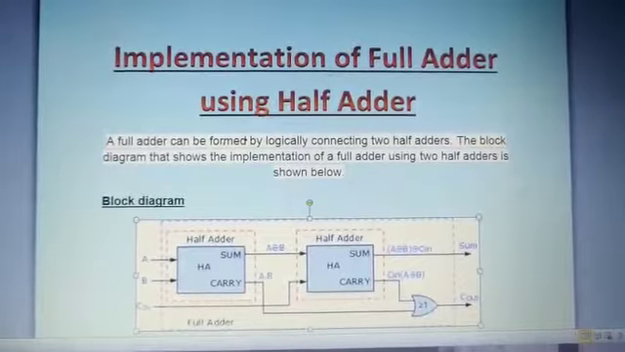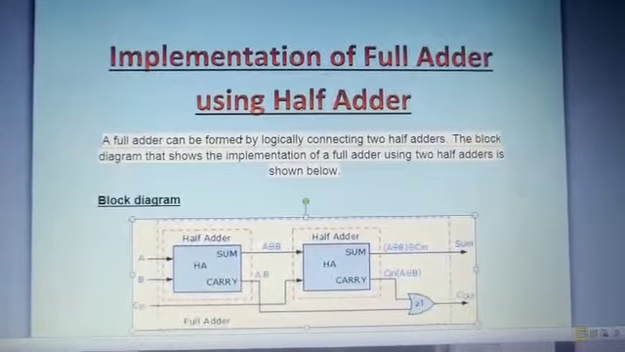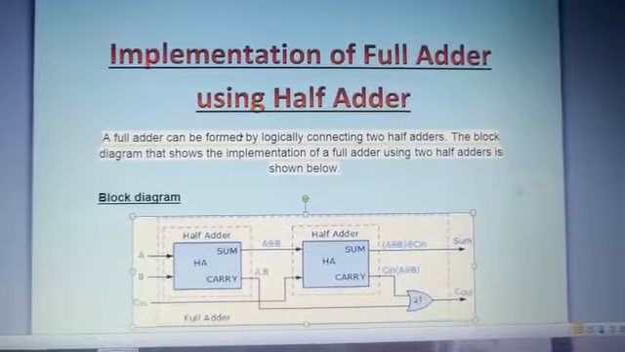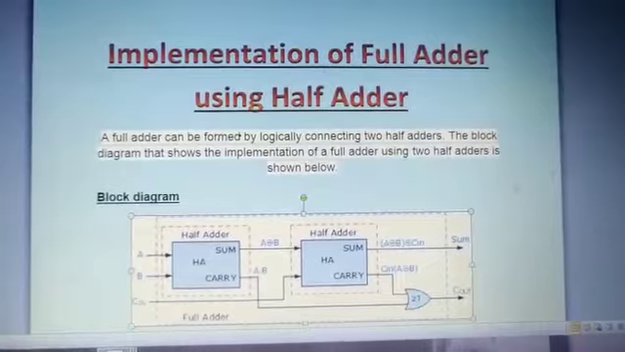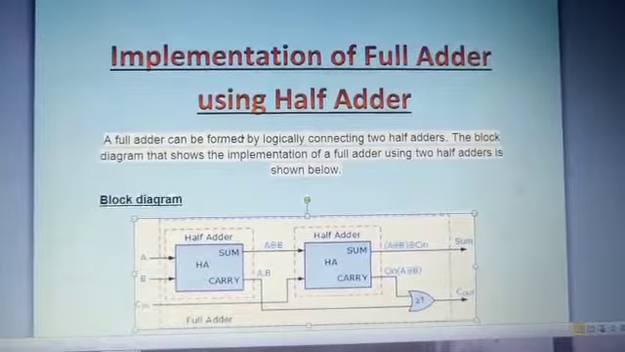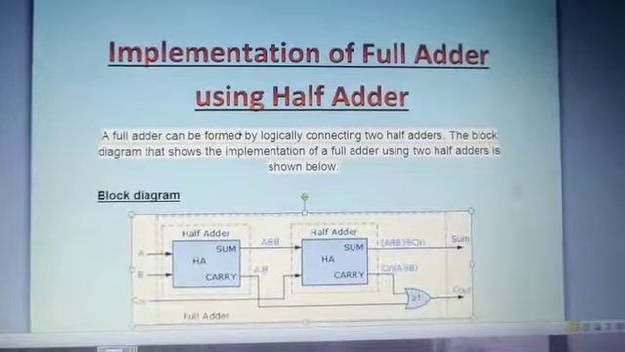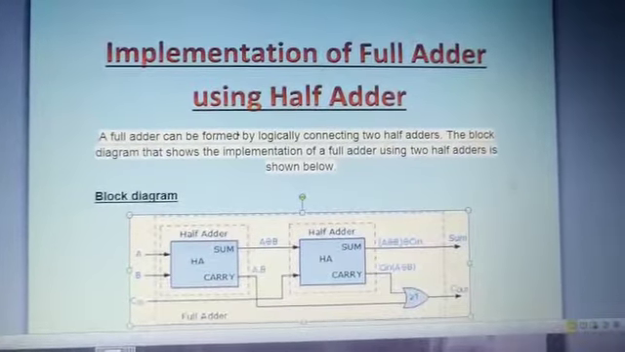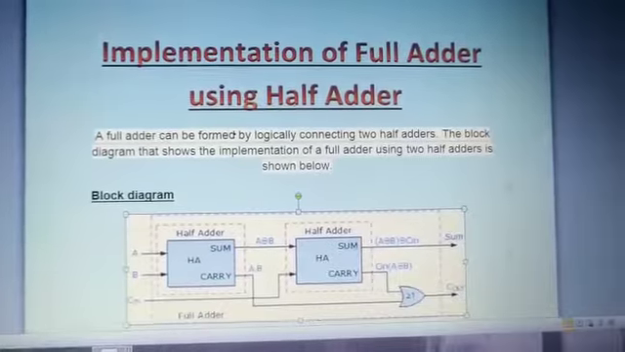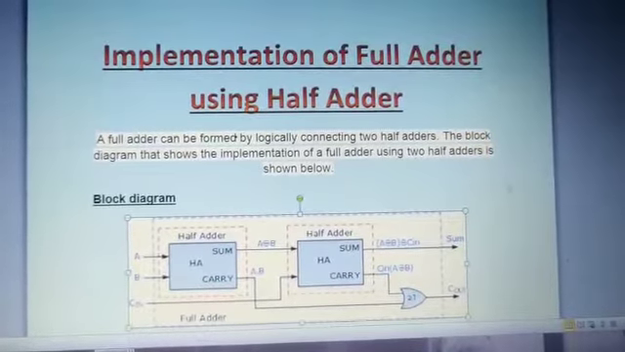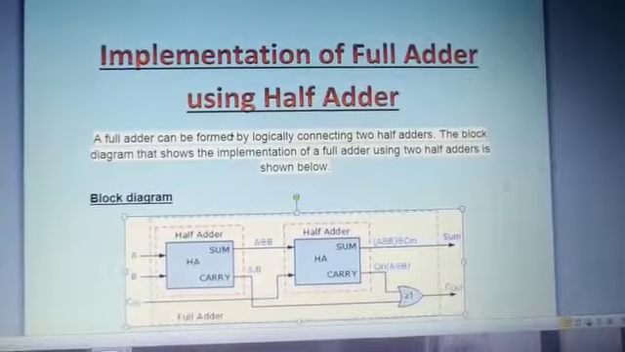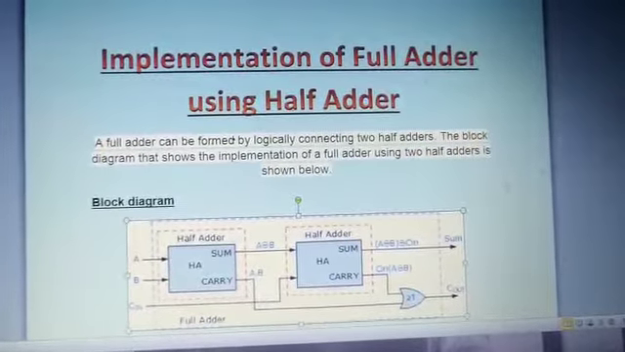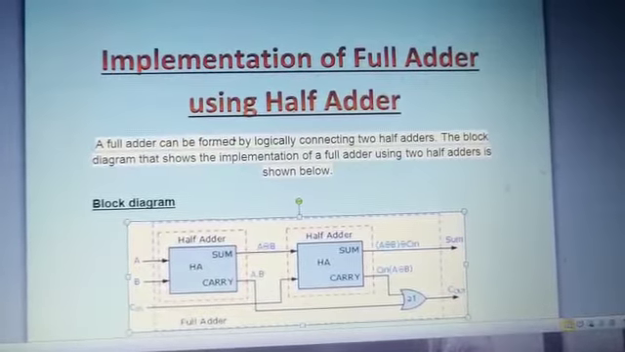Today's topic is how we can implement a full adder using the half adder. Previously we have seen that a full adder is required to add multiple binary digits, but a half adder only adds two binary digits, that is 0 plus 1 or 1 plus 0. A full adder is capable of adding multi-bit information. So how we can implement a full adder using half adders is today's topic.